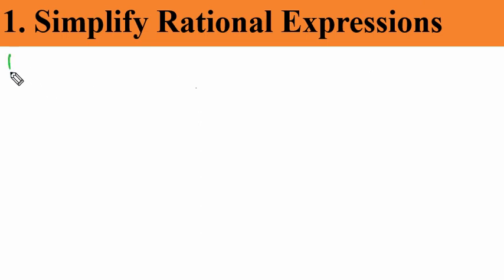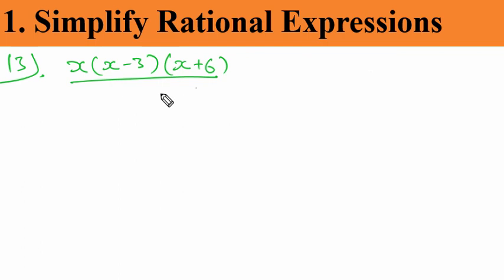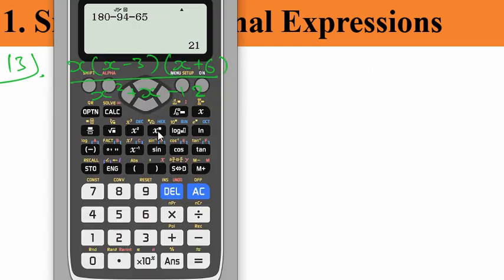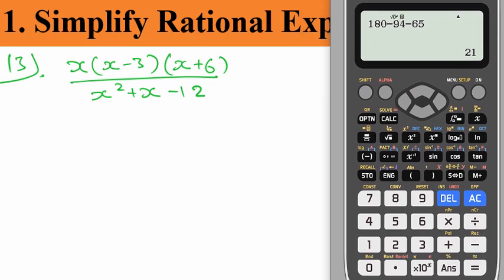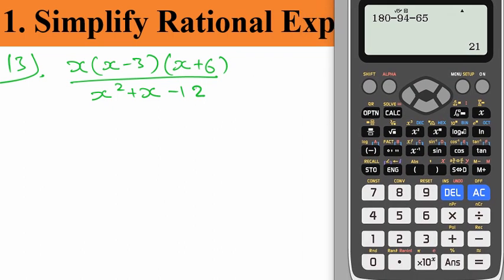Trust me. So question number 13 for this one, you have (x minus 3) multiplied by (x plus 6) over x square plus x minus 12. Now you have to simplify this rational expression. So what do you mean by simplify a rational expression? It means you will have to factor it out and write it in simplest factors.